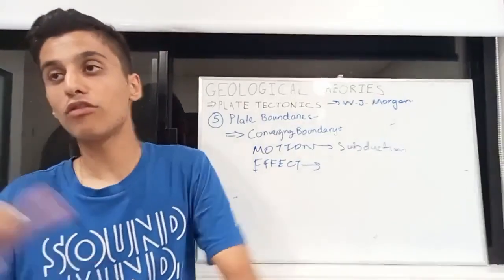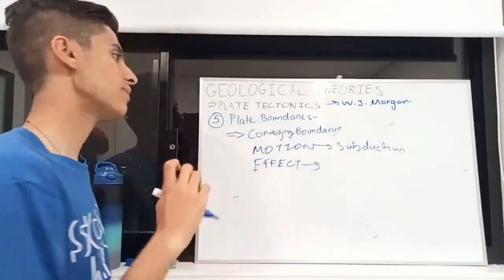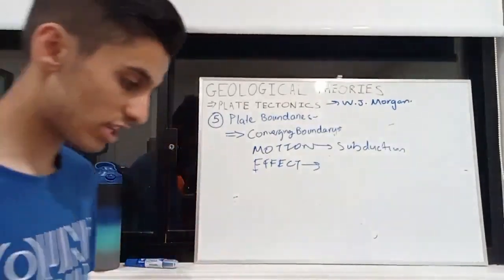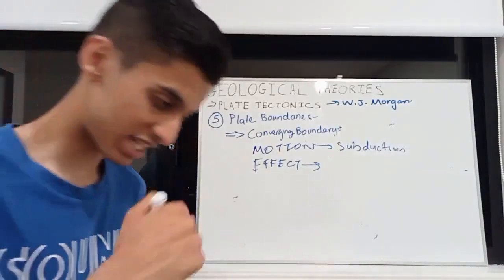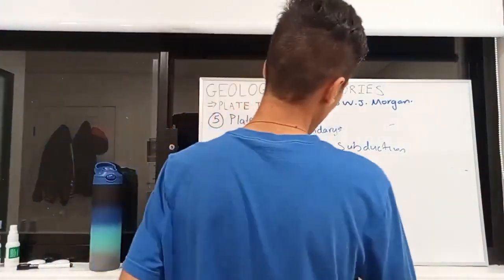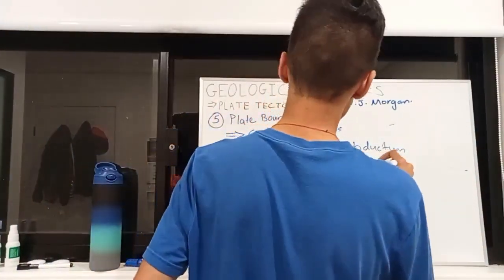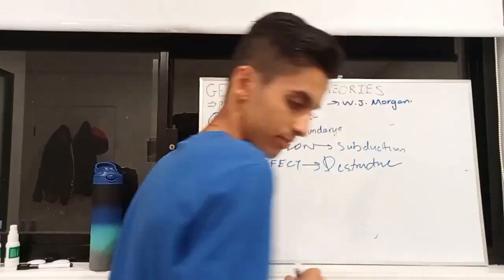This is from an overall perspective. While, as we discussed just then, two oceanic crusts can create islands, what they're ultimately doing is destroying crust. So what's the effect? They're destructive.